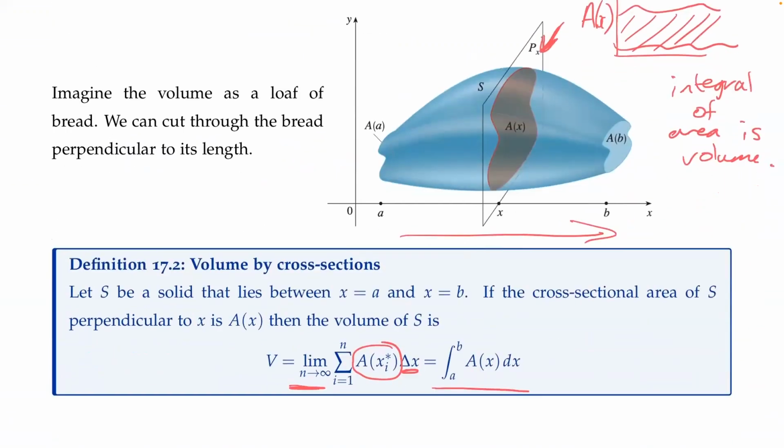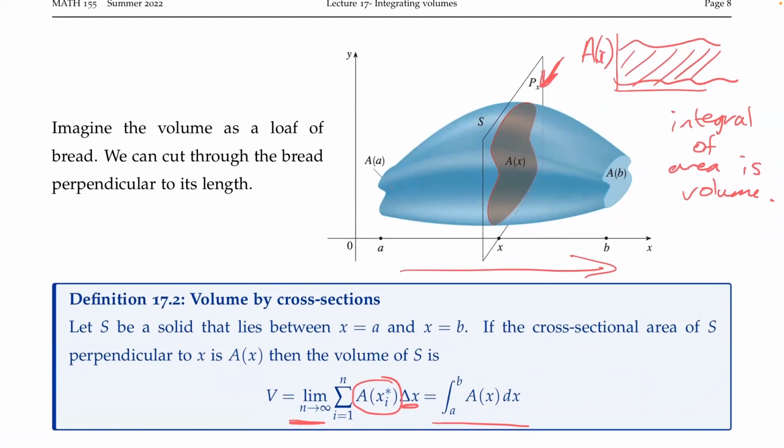Okay, so if we make those slices of bread thinner and thinner and thinner, to the point where they're infinitesimally thin, we're just going to get the cross-sectional area for a particular value of x, if x is our varying length of our solid, okay?